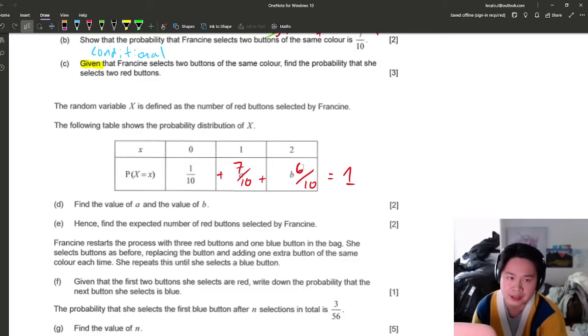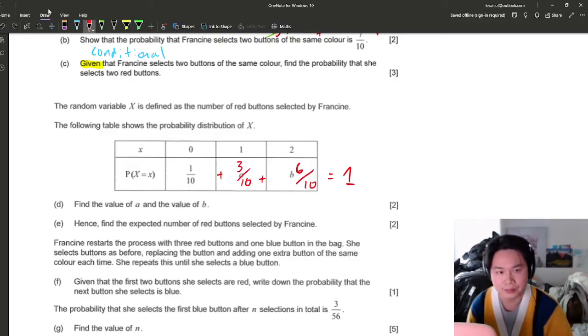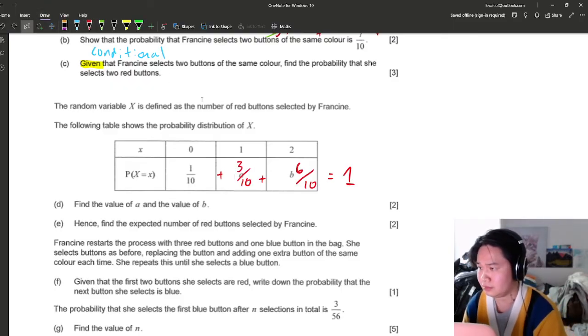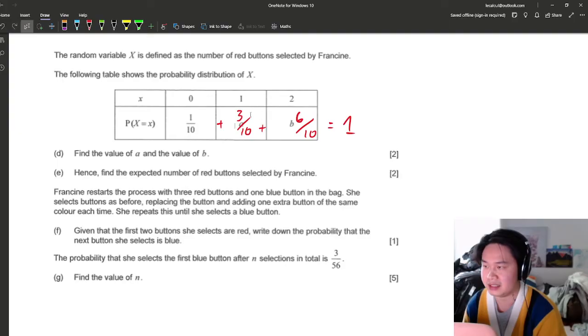Because this is why I wrote this as 6/10 instead of 3/5, because 6 plus 1 is 7. Oh my god, what am I doing? This needs to be 3. Sorry. There you go. So 1 plus 6 is 7, so this needs to be 3.